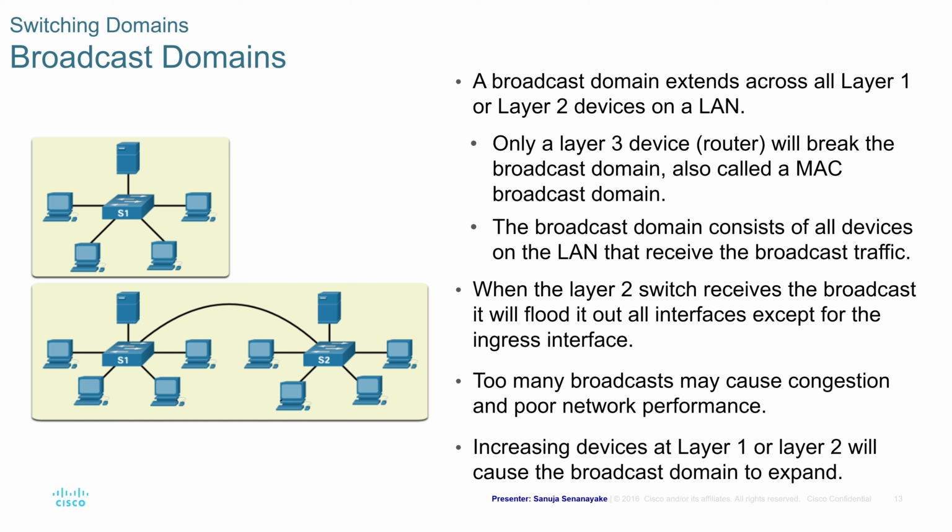When the layer 2 switch receives the broadcast, it will flood it out all interfaces except for the ingress interface. Remember, the incoming interface, or the ingress interface, will not be used for flooding out, because that is the interface on which the data is received. So the layer 2 switch will only send the packets out from all interfaces except the ingress interface. Too many broadcasts may cause congestion and poor network performance.